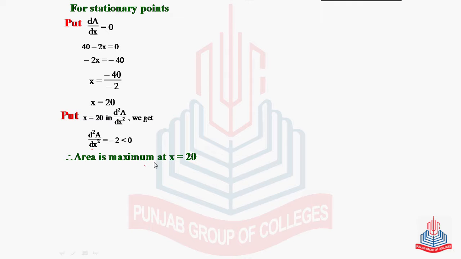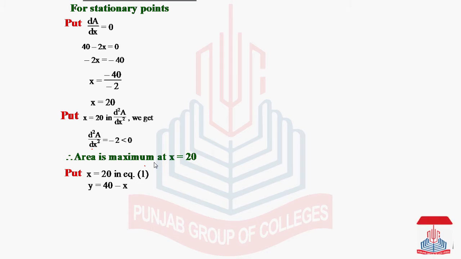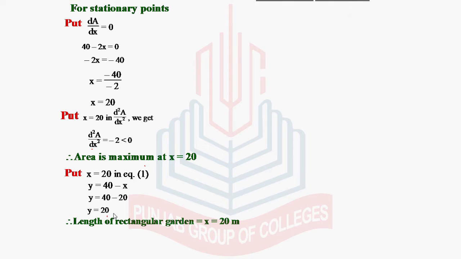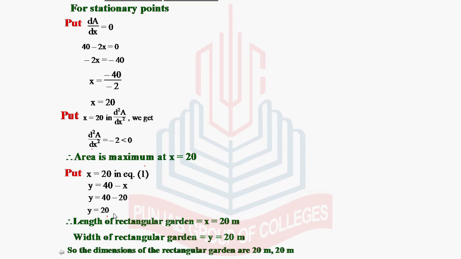Put x is equal to 20 in equation 1, so that we can calculate the width of the rectangular garden, where y is equal to 40 minus x. So y will become 20. Hence the dimensions of the rectangular garden are length equal to 20 and width also equal to 20. So we can say the dimensions of the rectangular garden are 20 meters and 20 meters.